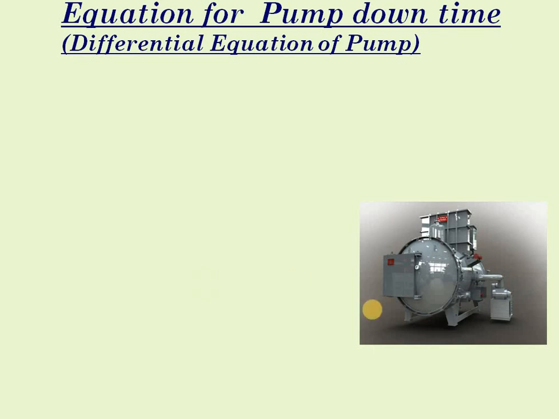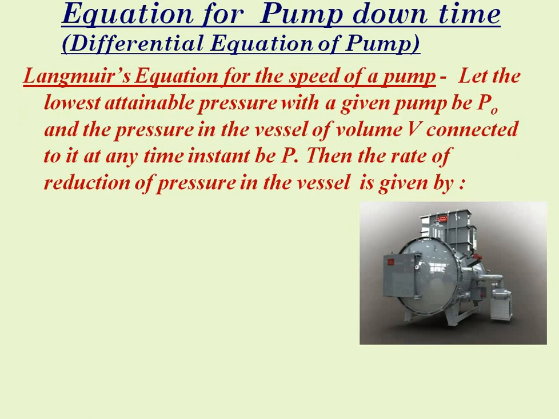And here is an important derivation now, called the differential equation of a pump, or pump downtime. It was in fact formulated by Langmuir, so it is also called Langmuir's equation for speed of a pump or Langmuir's equation for pump downtime. By knowing this equation, you can calculate the time taken by any pump to reduce the pressure to a particular value. Understand? Using this equation, you can find out the time taken by a pump to achieve a particular pressure. That is very important in many modern research experiments.